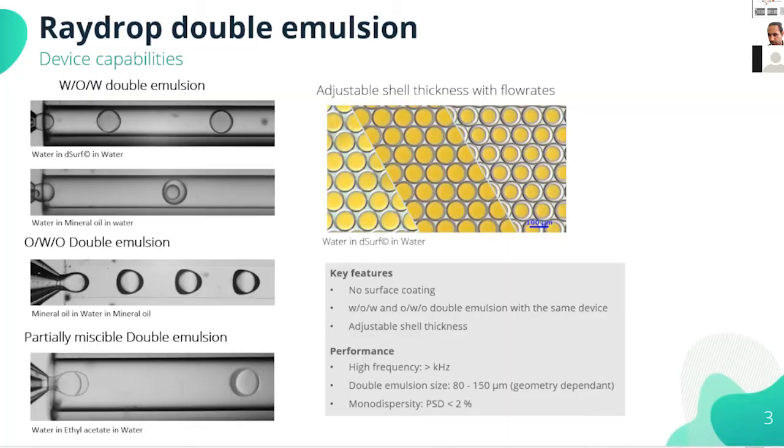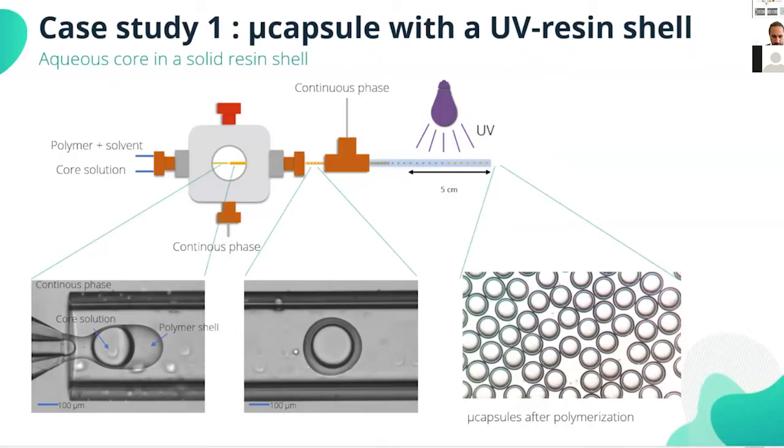Thank you, Yoon. Now that you know how the Redrop works to produce simple and double emulsion, I will just give you some insight of what you can do with it. It will be, of course, a non-exhaustive list, and I will focus on double emulsion and the production of microcapsules.